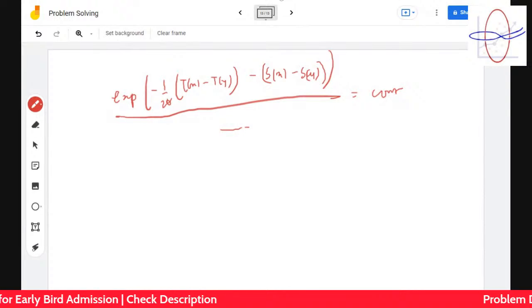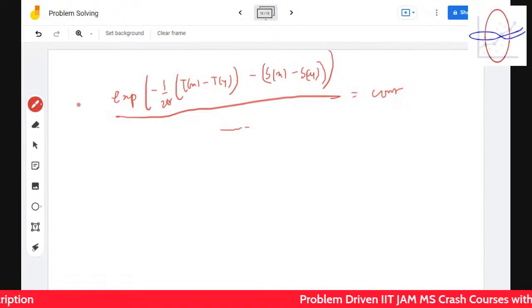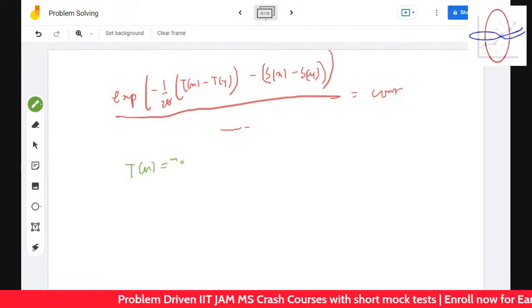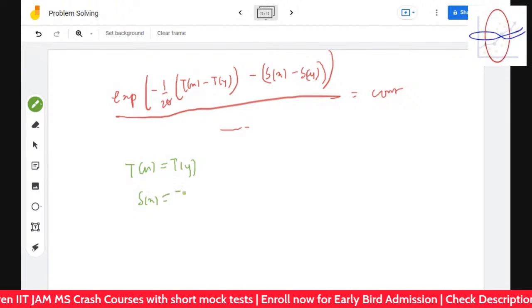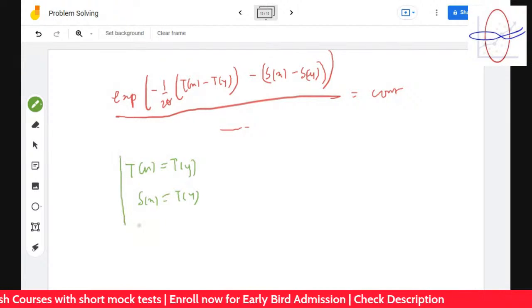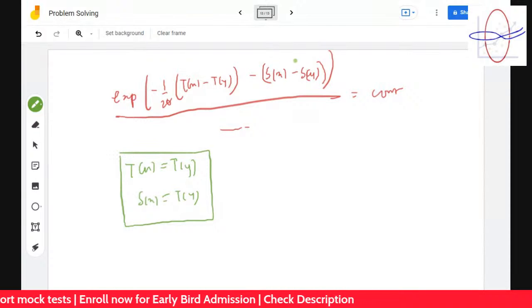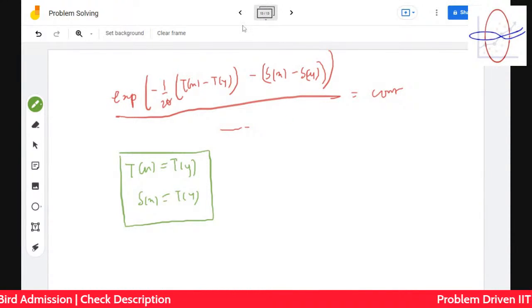So it will only be constant if and only if what? If both of them are 0, right? Otherwise, it will not be a constant. You can easily understand that. If one is 0, it will not be a constant. Both of them must be 0. You understand?